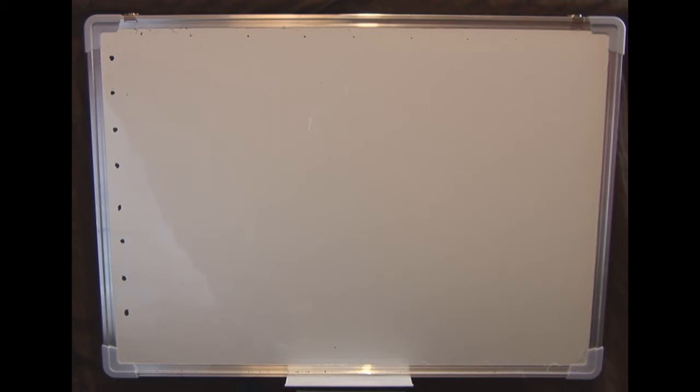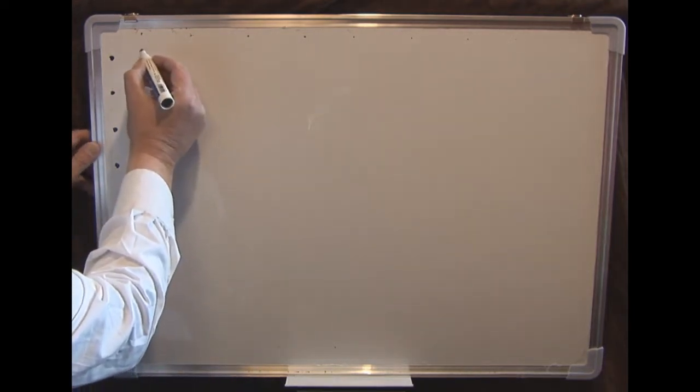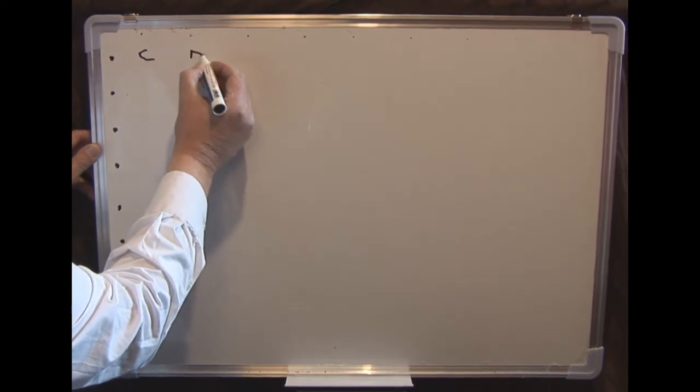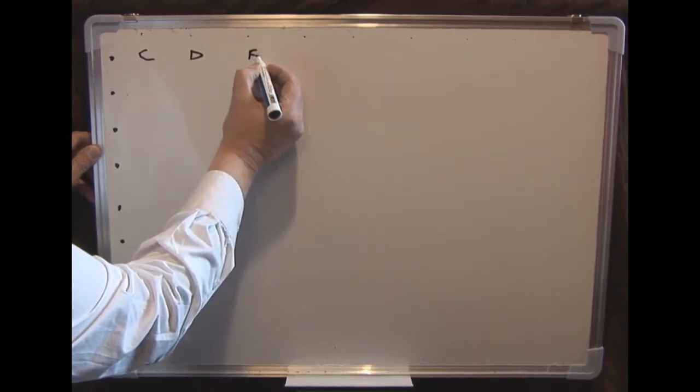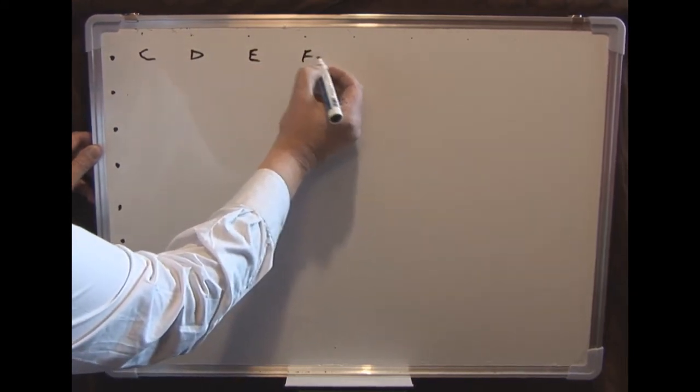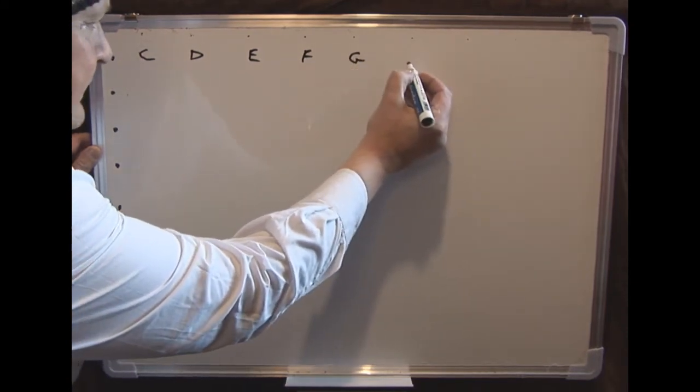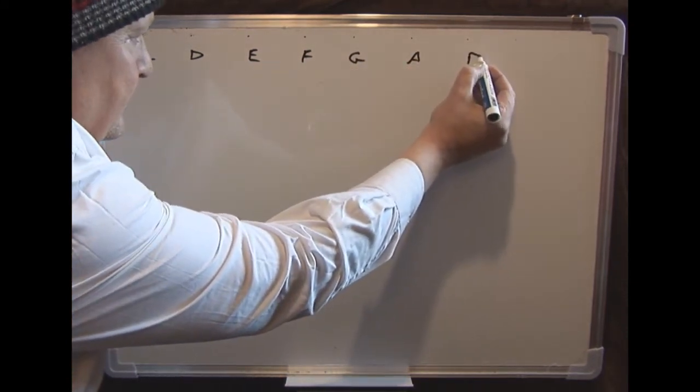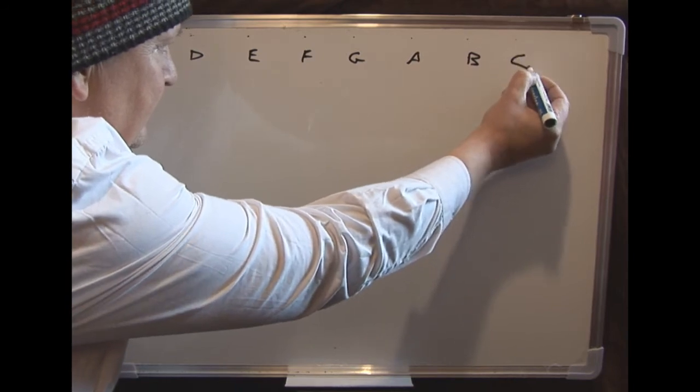The scale of C major is all white notes. It's all the white notes on the piano. So there are no sharps and flats in it, and that's the scale I'm going to start with. I'm going to write that out first of all. Scale of C major. So C, D, E, F, G, A, B, and C.